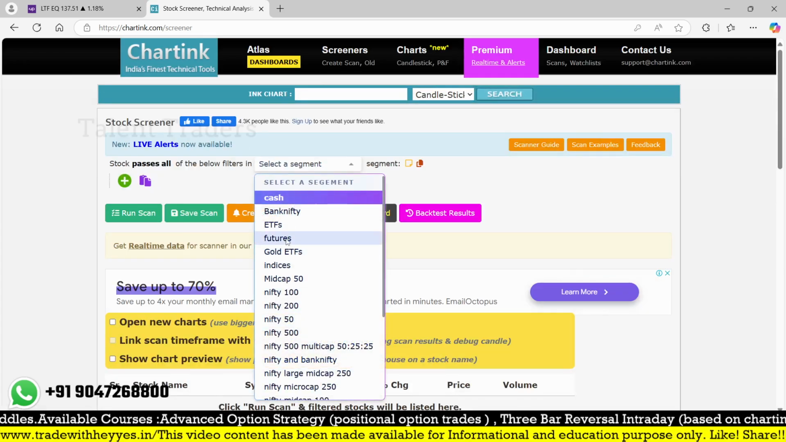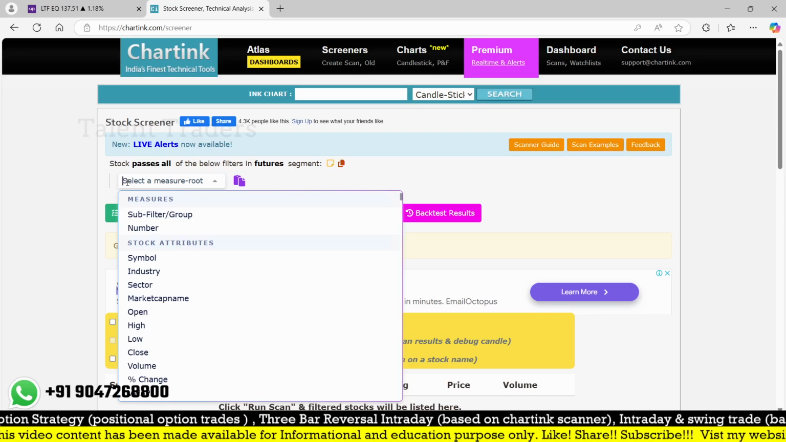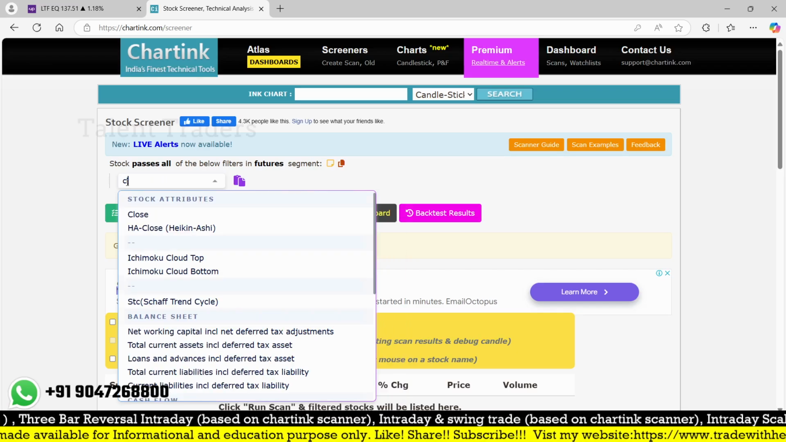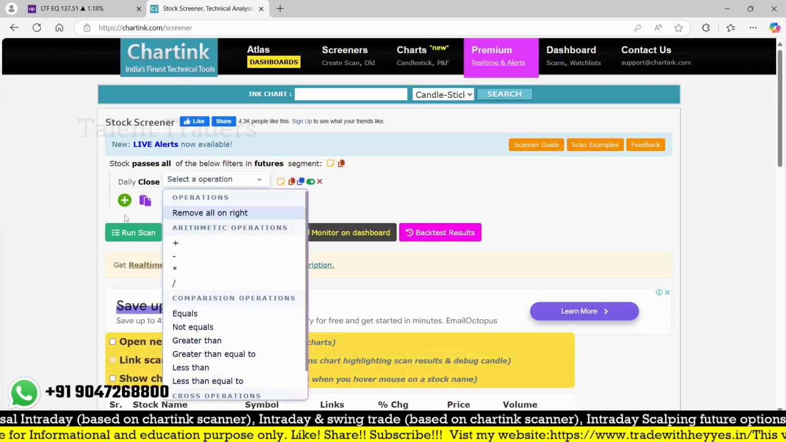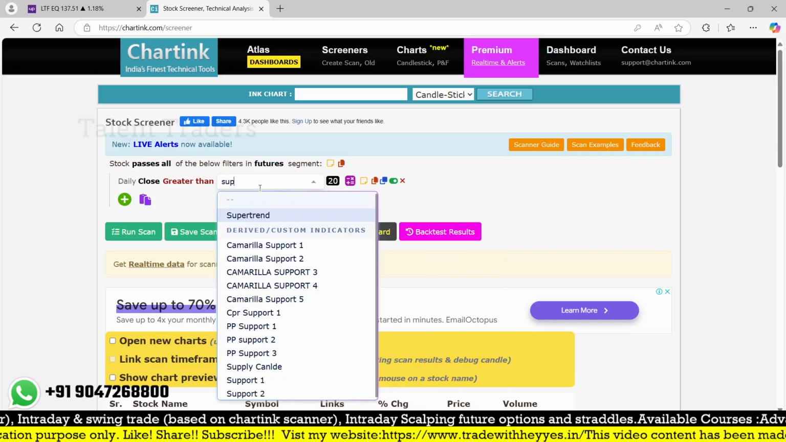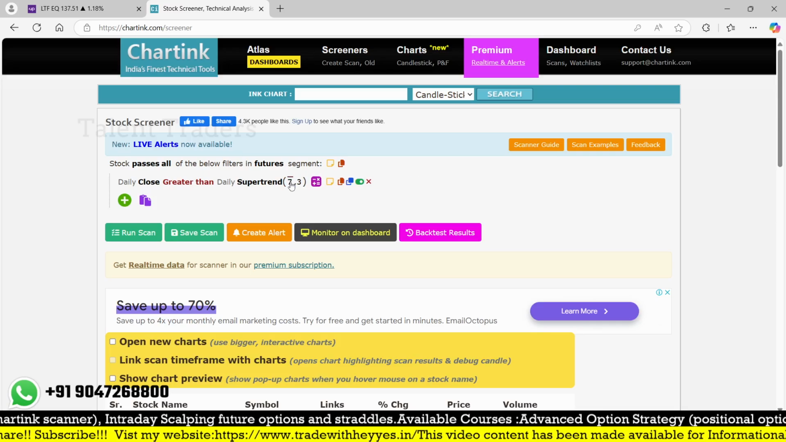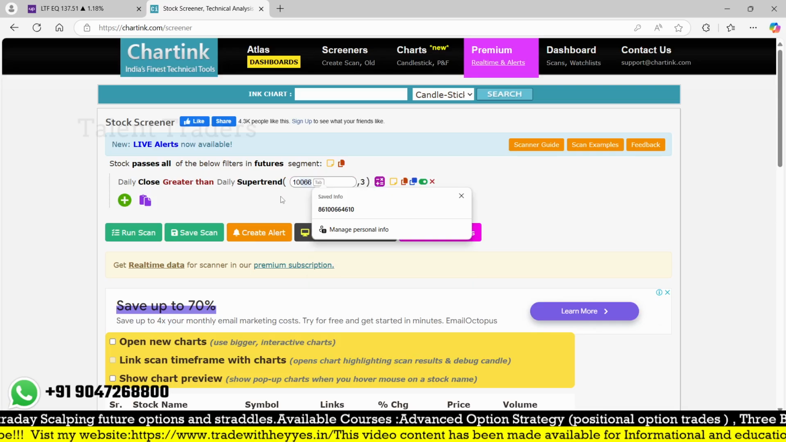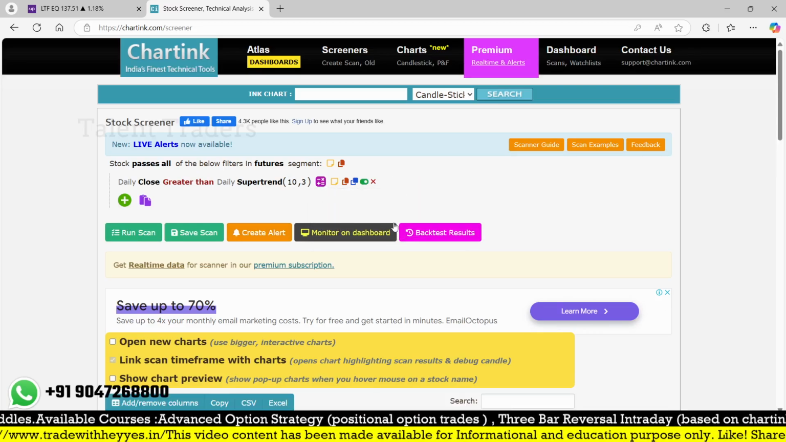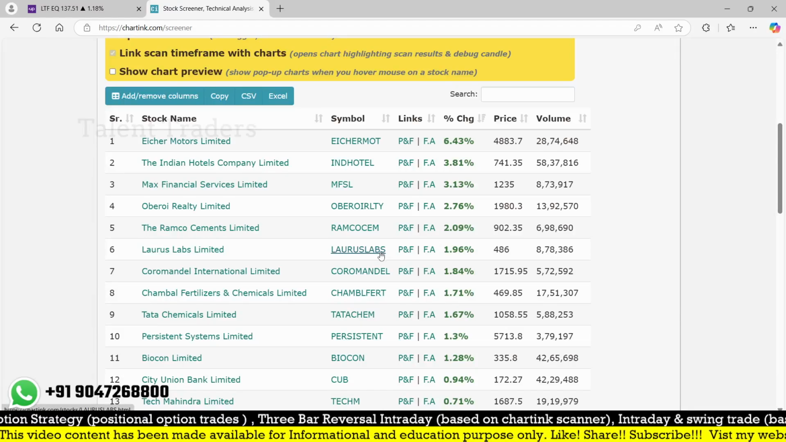Let's try it with futures and Supertrend. The Supertrend indicator is already available here. And the daily close price must be greater than the Supertrend. We have a default Supertrend here, so you need to set it, and my value is 10,3, not 7,3. Whatever value you want, you can add it. So 10,3 is what I am using. These are the stocks where the current daily Supertrend is less than the current price.